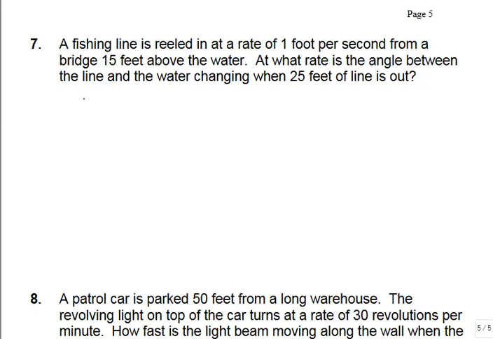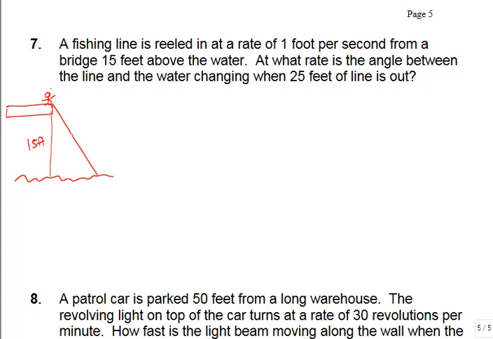So we definitely want to draw a picture here. We have this bridge, which is at a constant height of 15 feet. So this vertical distance here is always 15 feet. We don't need a variable for that because it's a constant amount. And then we have somebody on the edge of our bridge who's fishing, and they have their fishing line out at some distance in the water.